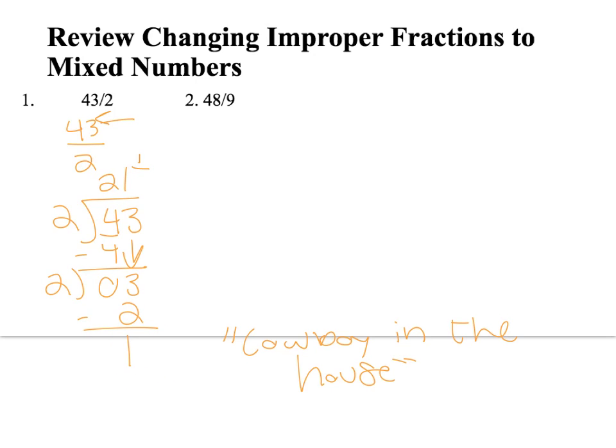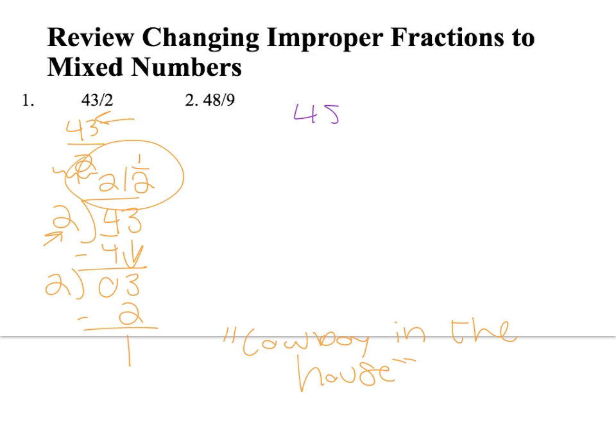And 2 will be our denominator, and that is just going to be the same denominator as what we started out with in the beginning, but also it's the number that we are dividing by. The mixed number equivalent to 43 halves is 21 and a half. Review example 2 of changing an improper fraction to mixed numbers.